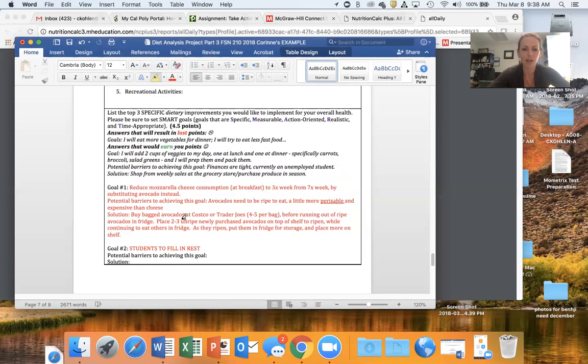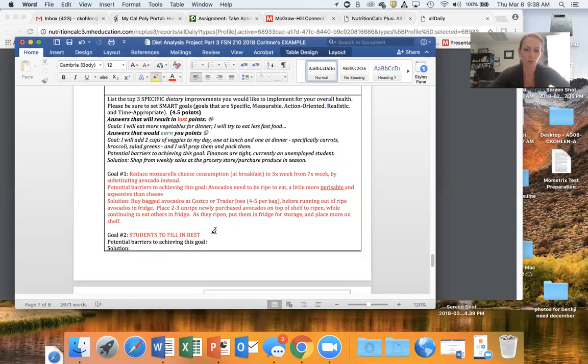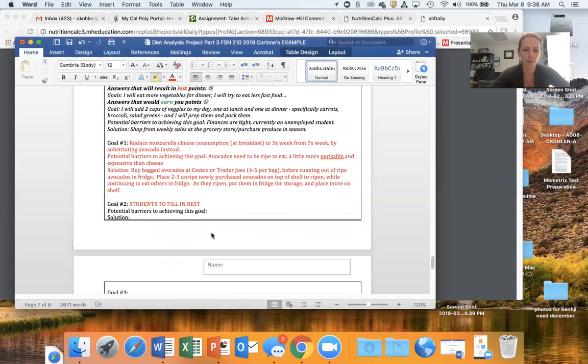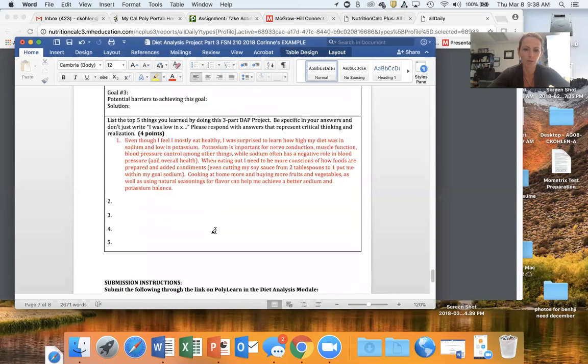But my solution is buying them before running out, placing them on top of the shelf to ripen while continuing to eat the others in the fridge. As they ripen, put them in the fridge for storage, place more on the shelf. So kind of rotating so they can ripen, and always getting more before I run out of ripe ones so that the new ones have time to ripen. So that's the kind of goal I'm looking for.